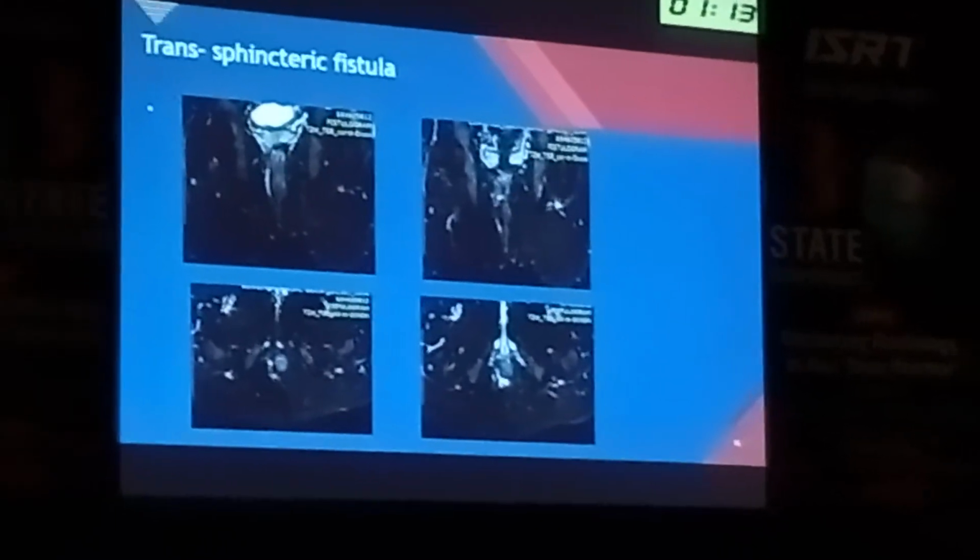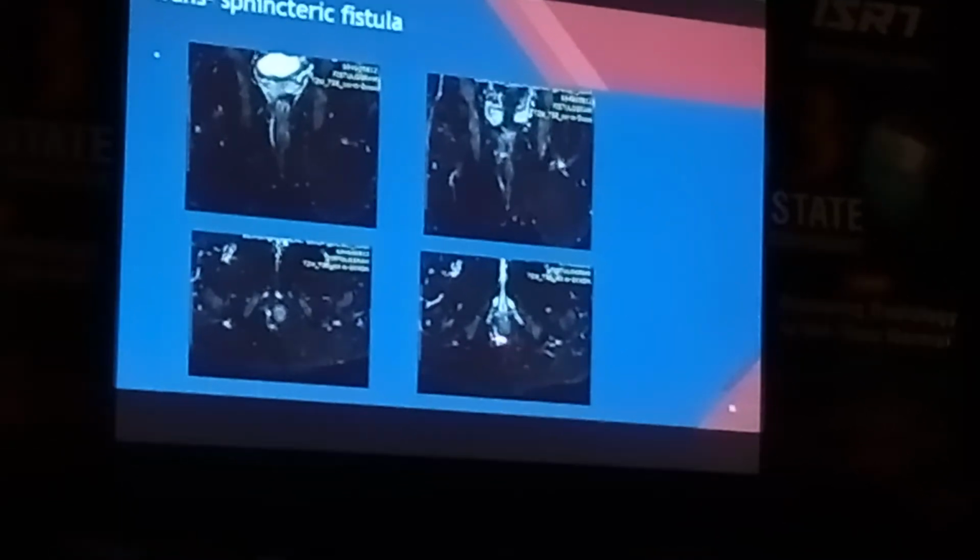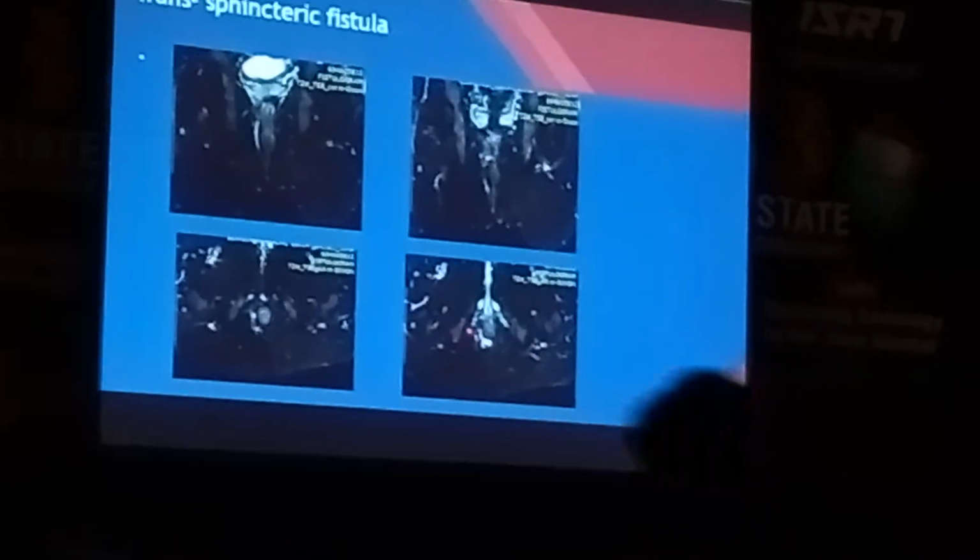This is a transsphincteric fistula. That means from the opening here it travels through the external and internal sphincter, and then it opens into the rectum. It is a transsphincteric and it is also a complex fistula. Same patient, it is a transsphincteric complex fistula. That means here it is opened in 6 o'clock, but then there is a blind tract upwards.